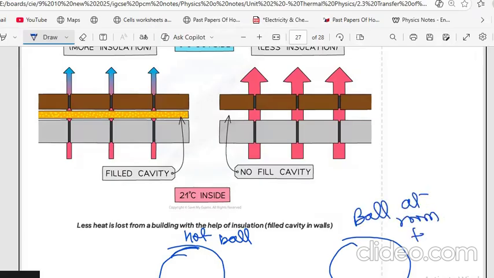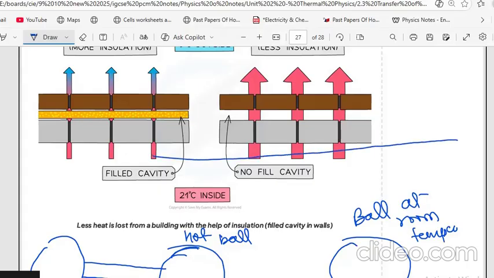At room temperature. We have got another ball here, and there is a rod here. So there is a rod here. Then we have got this inside a room. We got this everywhere. This is inside a room.